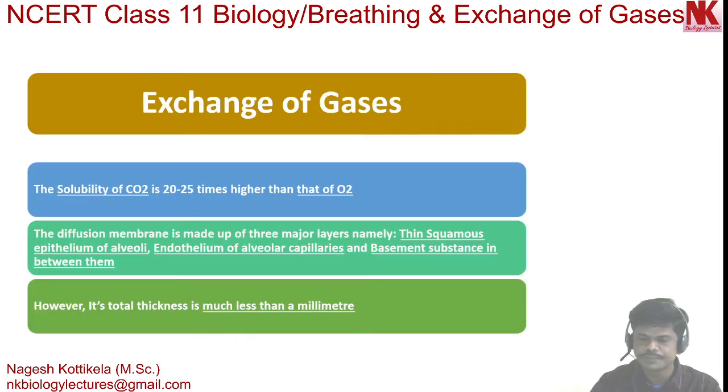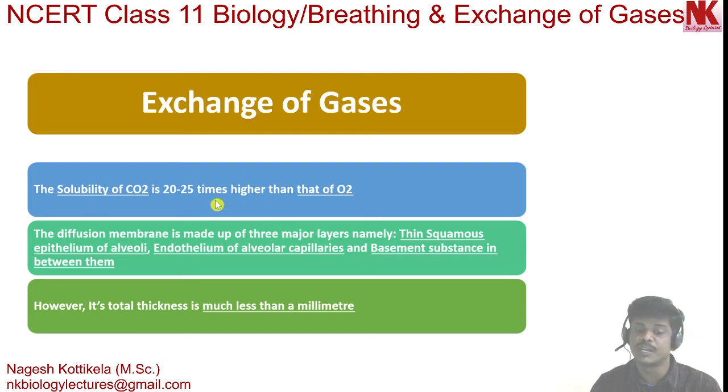Moving to the next, the solubility of carbon dioxide is 20 to 25 times higher than that of oxygen. Very important statement. The solubility of carbon dioxide is 20 to 25 times higher than that of oxygen. So obviously, the rate of diffusion of carbon dioxide will be higher when compared with that of oxygen per unit difference in partial pressures.